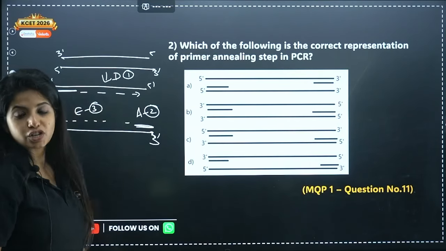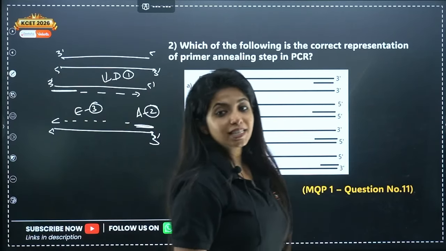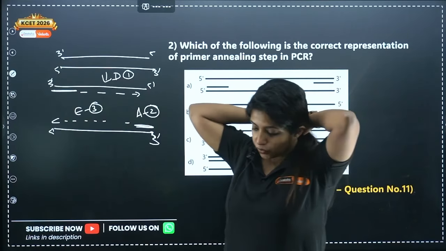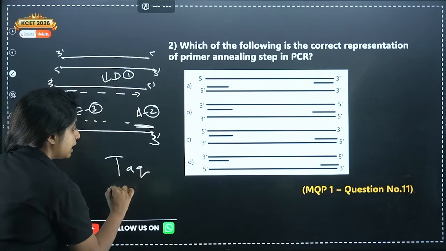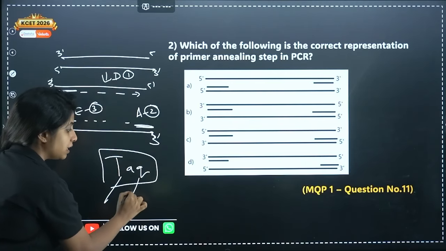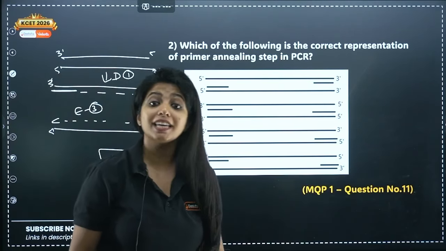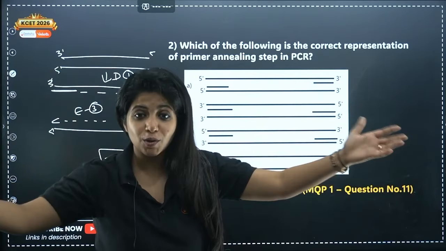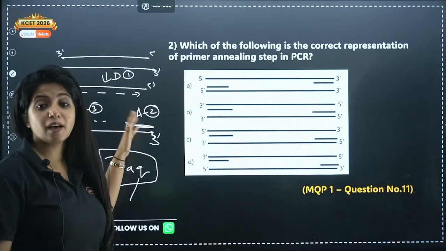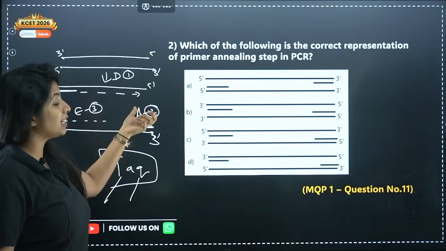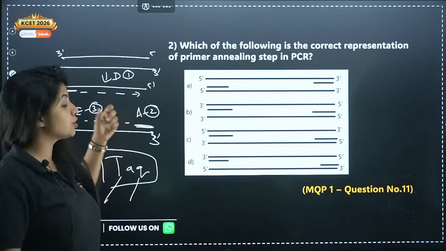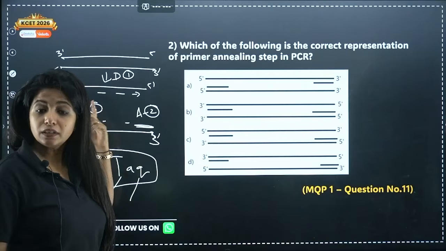Third step is extension. And basically, who does the extension? What is the name of the DNA polymerase over here? Taq polymerase. Remember, it is extracted from Thermus aquaticus, which is a bacteria that can sustain higher temperature. Over here, the whole process is happening at high temperature. Denaturation at 95 degrees Celsius. Annealing at basically 50 to 65 degrees Celsius. Extension over here at 70 to 75 degrees Celsius.